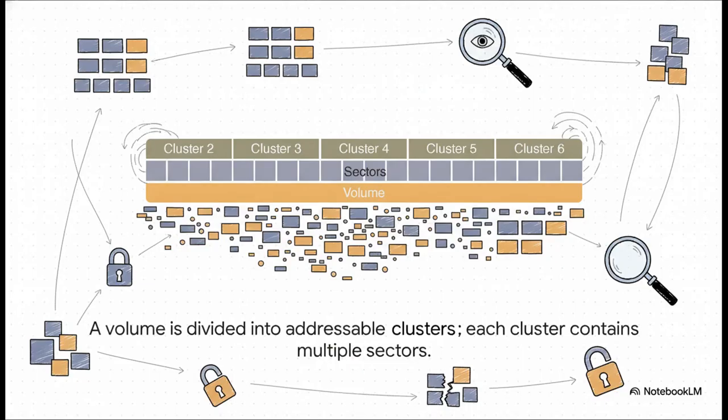So you can see it right here. The whole volume is basically just a sea of these clusters. And each one of those clusters is built from a set number of sectors. A lot of the time, it's 8. Now, this simple relationship creates a really fascinating little quirk that investigators love.